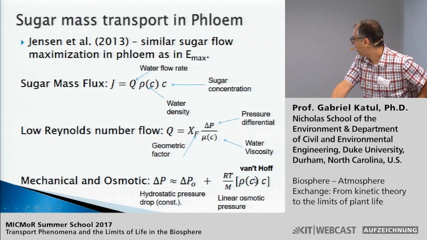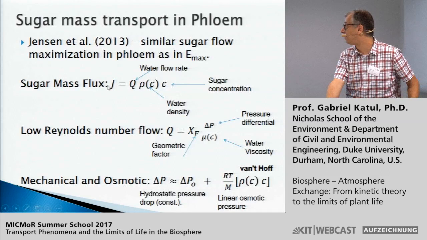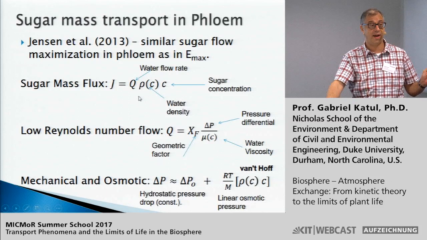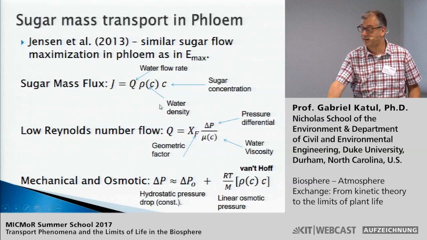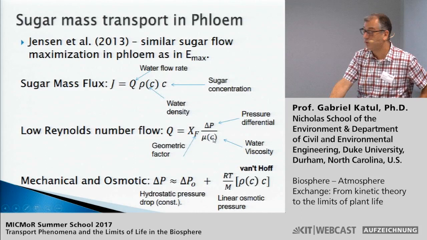So you take this pressure difference, you plug it here, you take this flow rate, you plug it here, now you have the flux strictly as a function of concentration of sugars. And you ask the question, what would be the sugar concentration in the phloem that would maximize this flux? Again, there is a trade-off, because you increase sugar concentration, you increase the flux, but you decrease the viscosity in a very nonlinear way. This is very nonlinear.